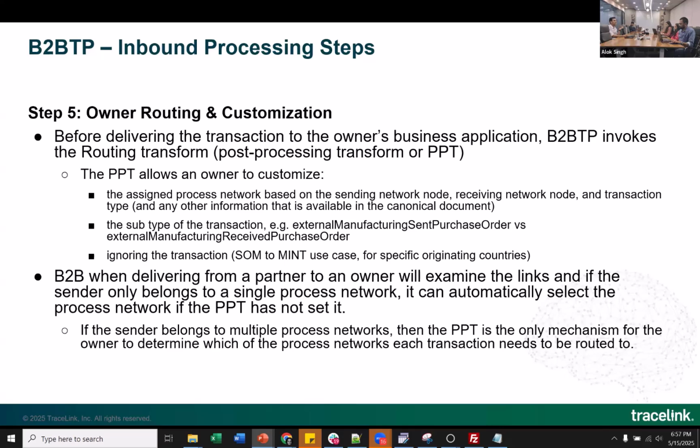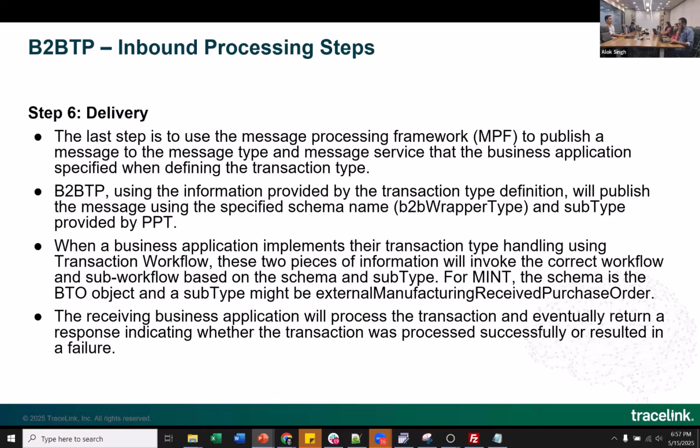Okay. And then finally, owner routing and customization. Customization means the post-processing transform. Okay. So the process will take place and everything will happen. It will be decided what is the subtype, what is the process network, and so on, because B2B did not create the process network. And now when the process network part is done, the message will be delivered to the business application inbound. This is the inbound processing step.